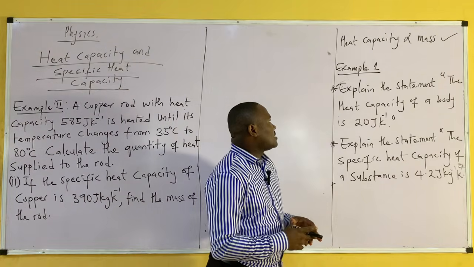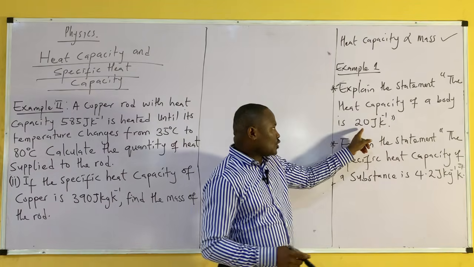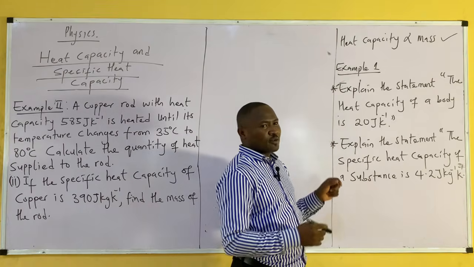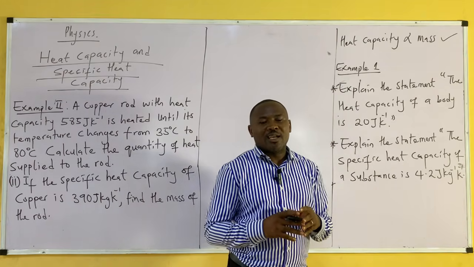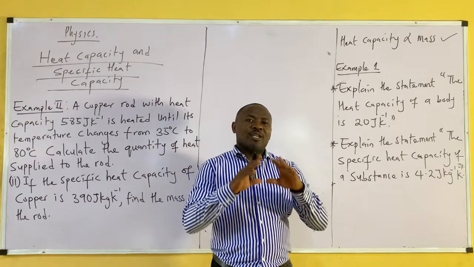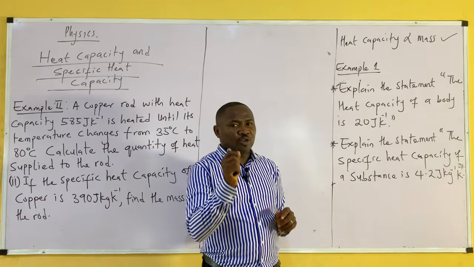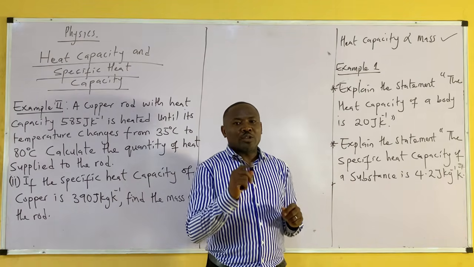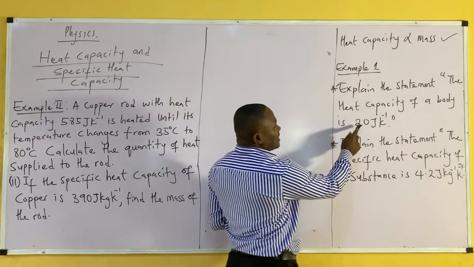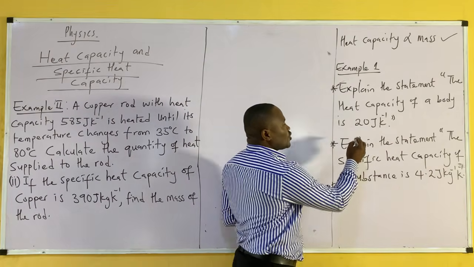What's our example? It says, explain the statement: the heat capacity of a body is 20 joules per Kelvin. The heat capacity of a body. Now remember, what is heat capacity? It is the amount of heat required to raise the temperature of the body by a unit temperature, and that unit temperature can be 1 Kelvin or 1 degree Celsius.